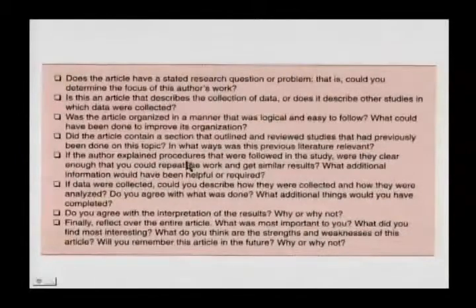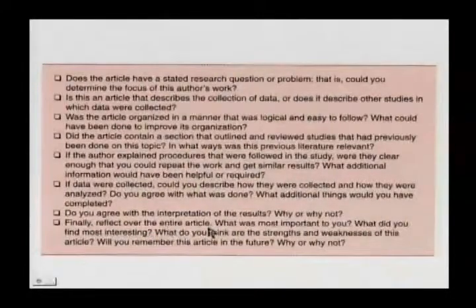If the author explained procedures that were followed in the study, were they clear enough that you could repeat the work and get similar results? What additional information would have been helpful or required? If the data were collected, could you describe how they were collected and how they were analyzed? Do you agree with what was done? What additional things would you have completed? Do you agree with the interpretation of the results? Why or why not?